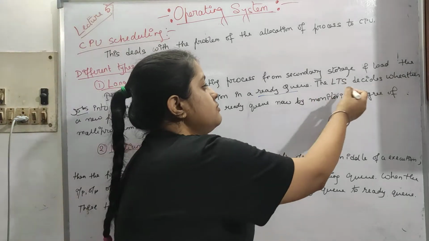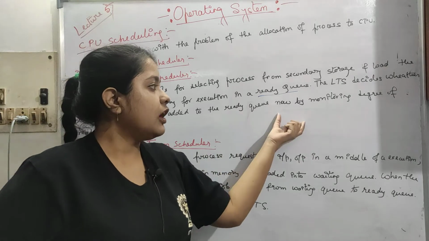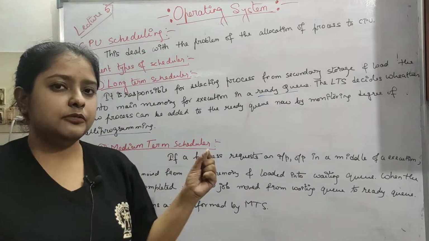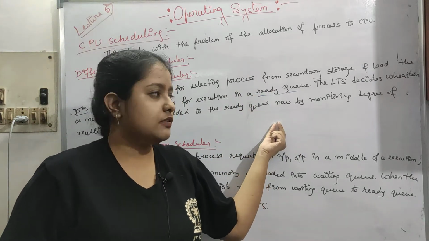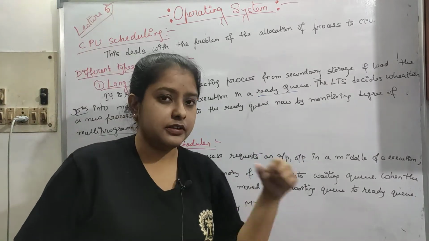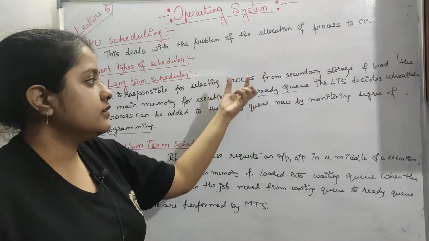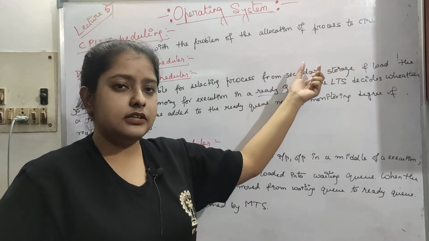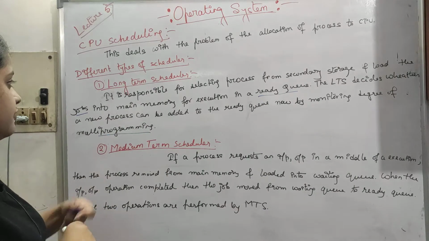The long-term scheduler decides whether a new process can be added to the ready queue by monitoring the degree of multi-programming. Multi-programming you have already seen. Multi-programming means it will choose one job according to whether input output is required. If the CPU is not required, it will not give the CPU time. So it is responsible for selecting a particular process stored in secondary storage and loading it into the ready queue. That is for the long term scheduler.